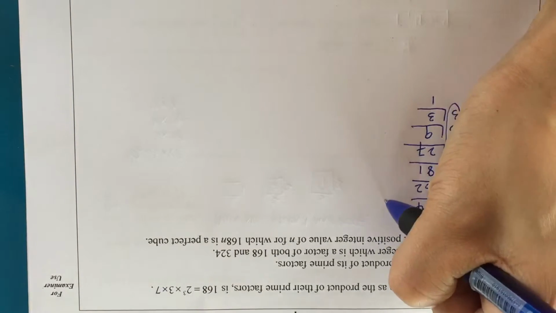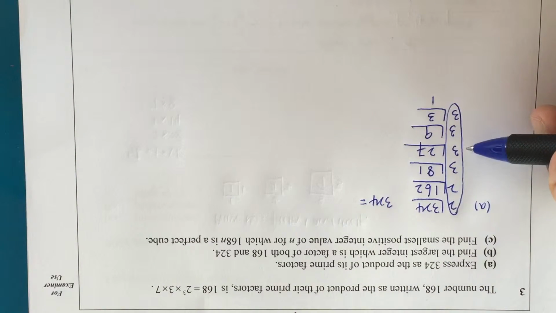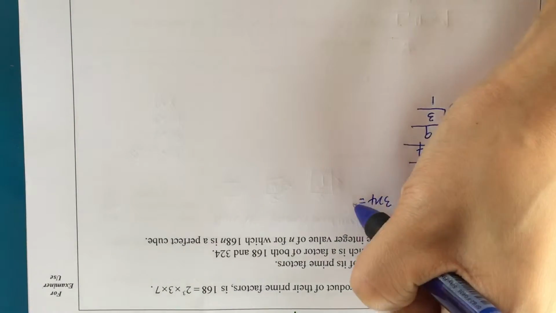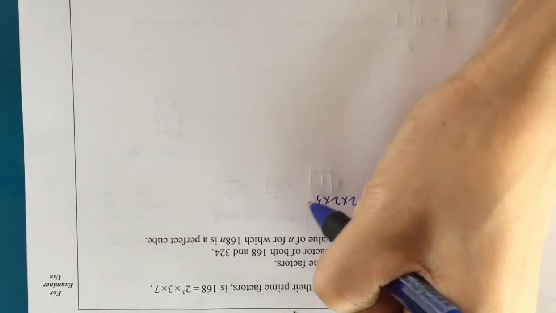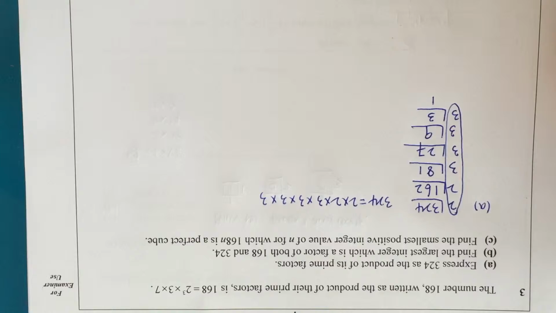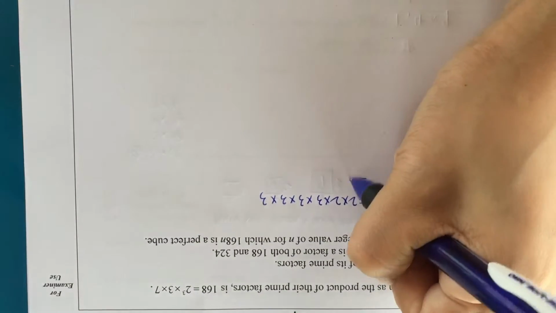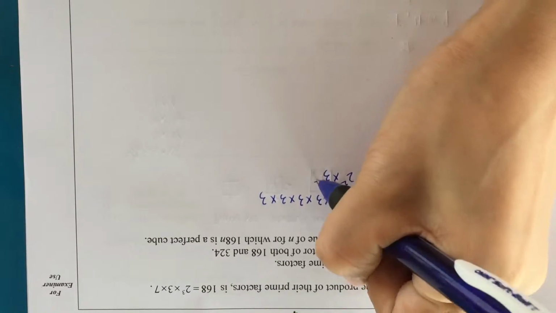So 324 is actually the product of 2 times 2 times 3 times 3 times 3 times 3. So you can either write your answer in this way, or you can express it as index notation, which is 2 squared times 3 to the power of 4.